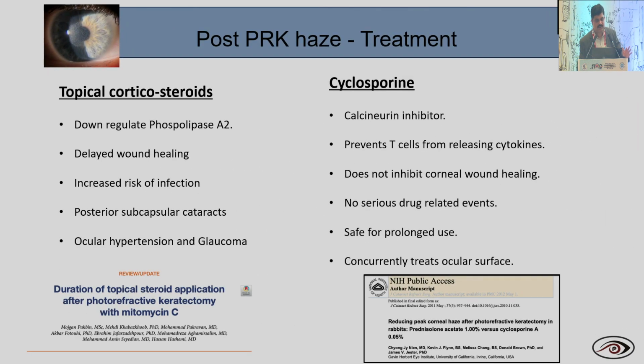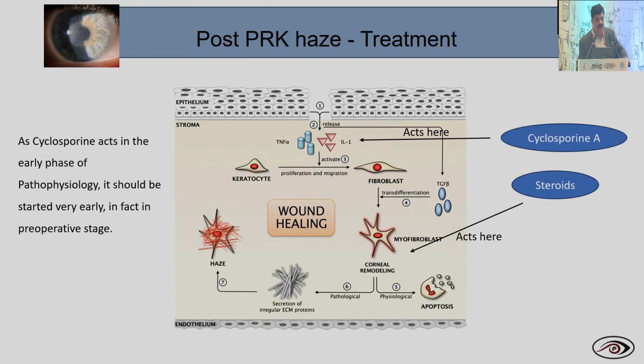Of course, corticosteroid is the way to start with, but it may cause delayed wound healing. There is an increased risk of infection too, and if you continue for a longer period, the chance of posterior subcapsular cataract is also quite high. Cyclosporine nowadays, I think, prevents the T cells from releasing cytokines, does not inhibit corneal wound healing, has no serious drug-related events, and is safer for prolonged use. Cyclosporine acts on the early phase of the pathophysiology. What I feel is that it should be started very early, in fact even in the preoperative stage.